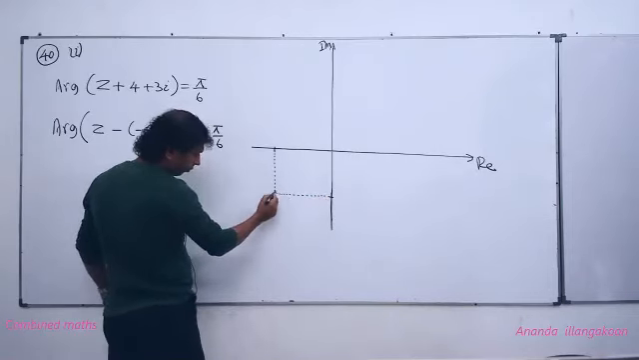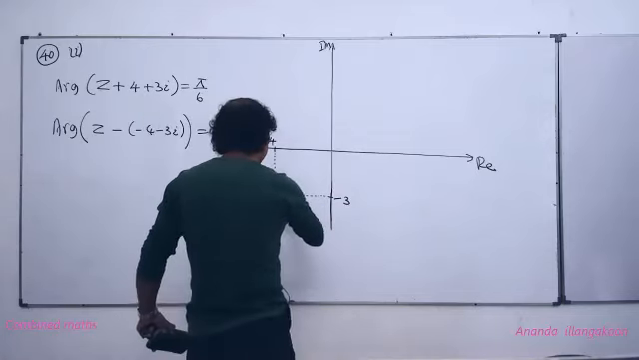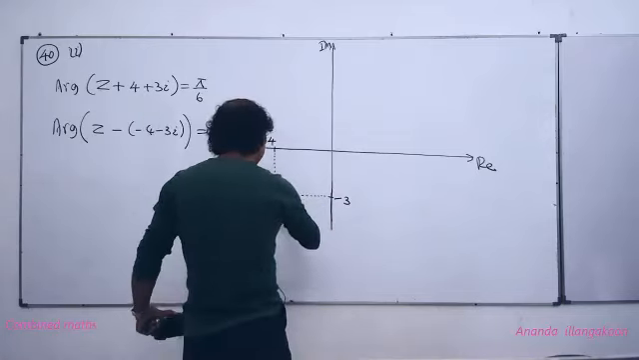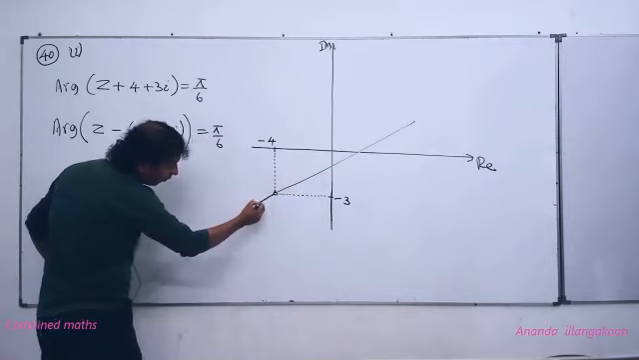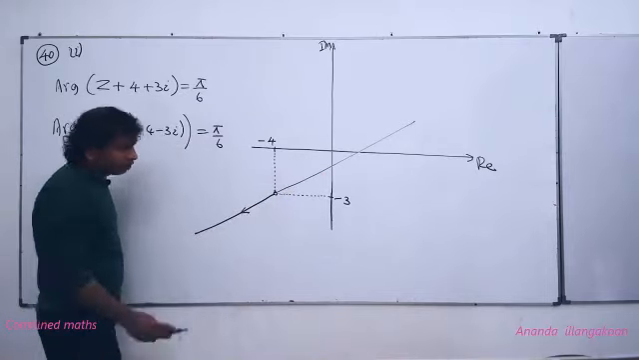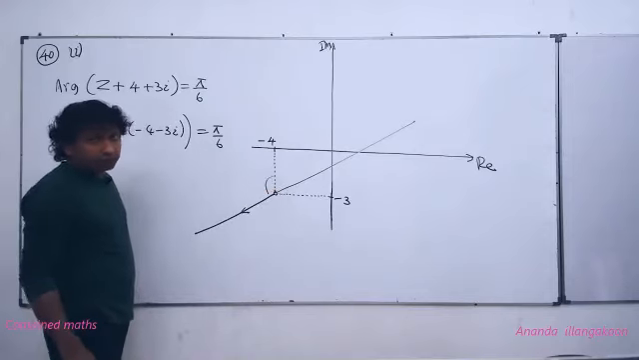So this point, the required line should pass through, people. Maybe this is minus 4. Then we can draw that line like this. The angle is pi by 6, no? With the positive real axis in the anticlockwise direction, that line should make an angle of 30 degrees. So this is the portion, not the portion like this. When we draw like this, the argument is this whole angle, which is more than pi by 6. So it is not the required line segment which gives this equation. It is this.